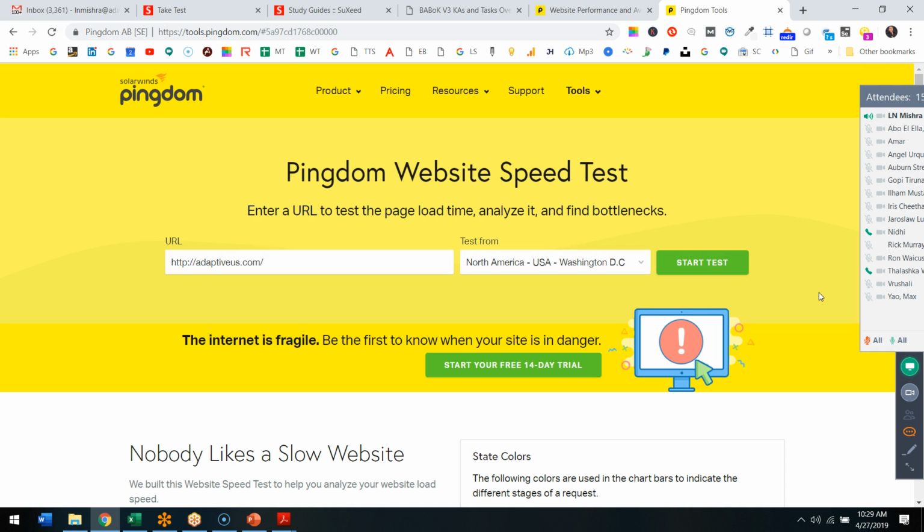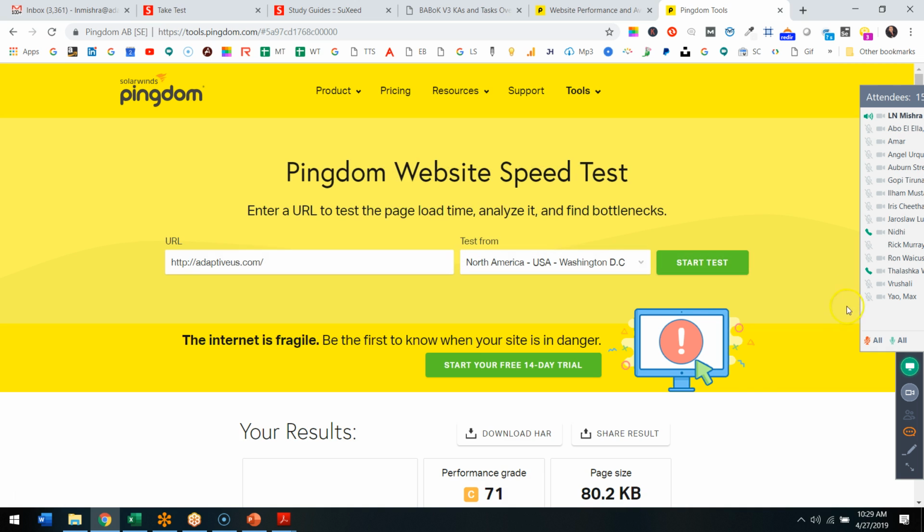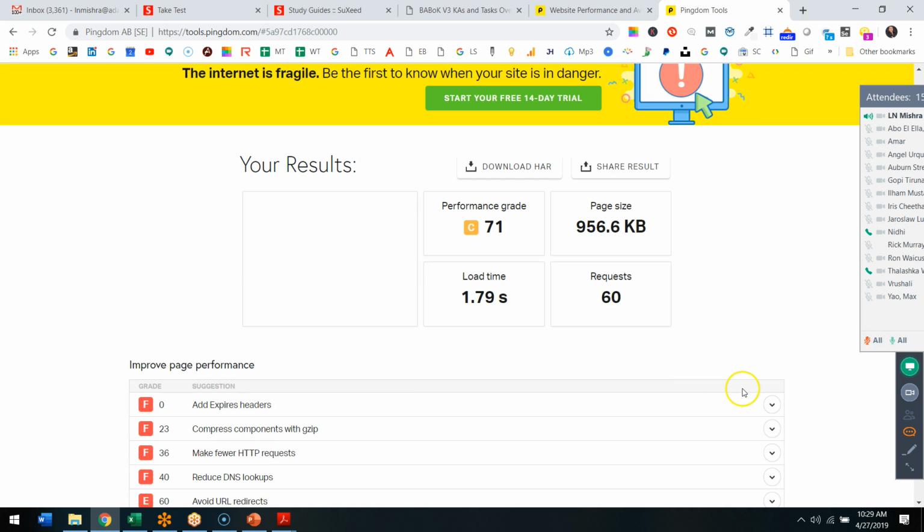Actually a good tool. Some of you should use this tool. It's free as well. There's no charge. And you see our load time is 1.79 seconds. And our target is to be within 2 seconds. So that means this project has yielded the required result. Happy state. But we need to keep monitoring the solution performance.